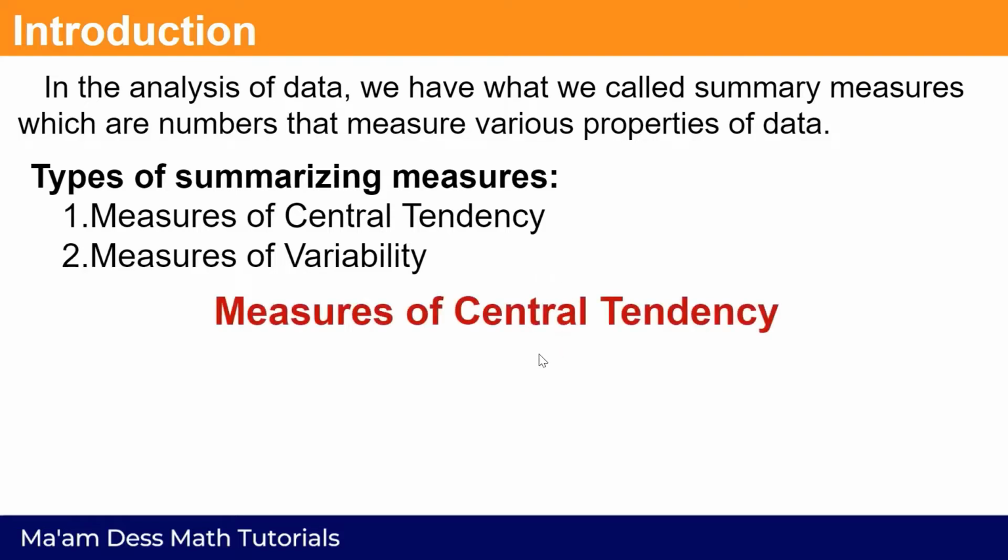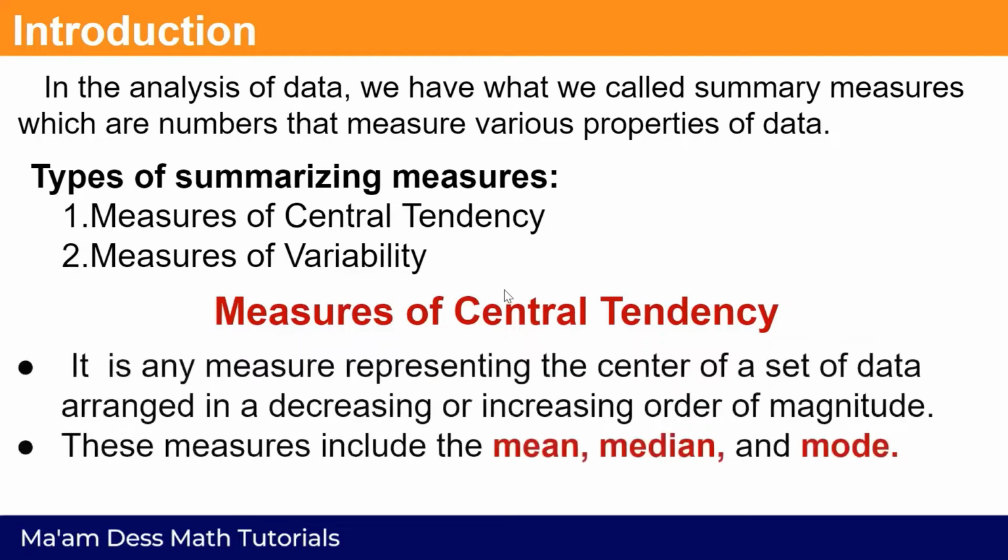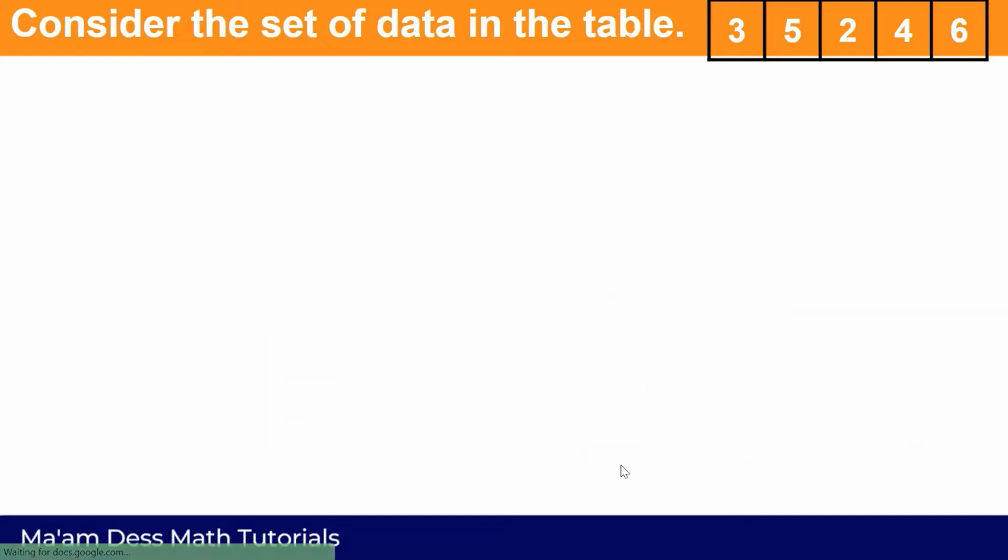Now, measures of central tendency is any measure representing the center of a set of data arranged in a decreasing or increasing order of magnitude. From the word central, it means center. These measures include the mean, median, and mode.